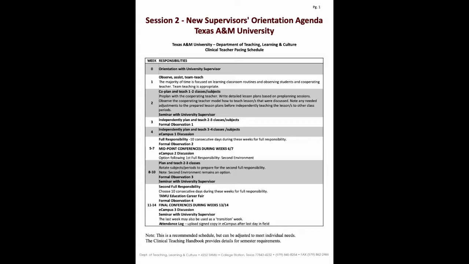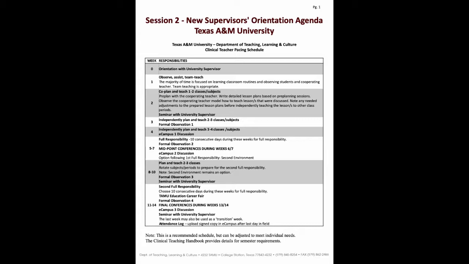Scan down the pacing schedule to weeks 5 through 7. Full responsibility consists of 10 consecutive days. So full responsibility could either be weeks 5 and 6 or 6 and 7, and it may even have to be weeks 7 and 8, and that's okay. So remember that this is a suggested pacing schedule. The important thing is to be flexible. 10 consecutive days do not always work out due to staff development days, holidays, testing, etc. Just skip over these days and continue counting to 10.